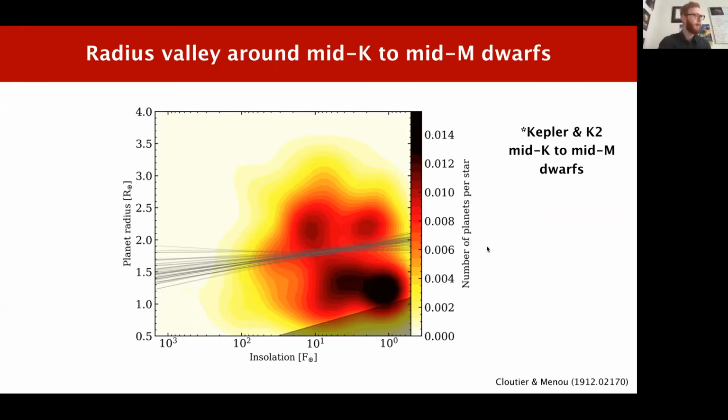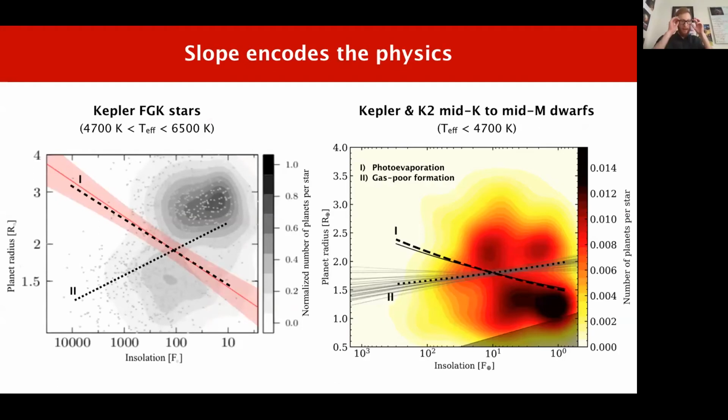And just from looking at this, you can already see that it looks different from what we saw around the FGK stars, right? So if we compare them now slide by slide, if I compare the slope measured around the FGK stars, which is on the left, to the slope that I measured around mid-K to mid-M dwarfs, which is on the right, you can see it right away, right? That the slope has flipped its sign. It's gone from positive to negative from the FGK stars to the mid-K to mid-Ms. It goes from a mass loss process like photoevaporation to then being consistent with the gas pore formation predictions around the cooler low mass stars on the right.